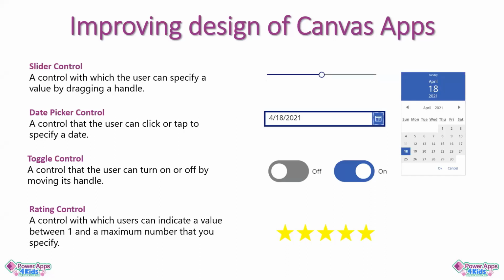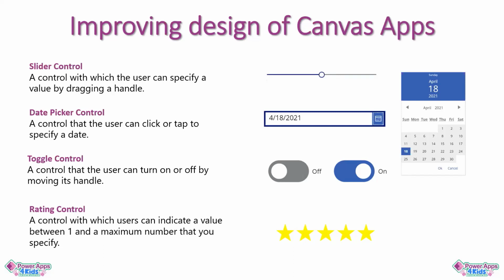A toggle is a control that can turn on or off by moving its handle. You can change that little text over there to false or true or something else. And with a toggle, you can replace lots of things like drop downs and radio buttons, and it also looks much cooler. A rating control with which users can indicate a value between 1 and a maximum number that you can specify.